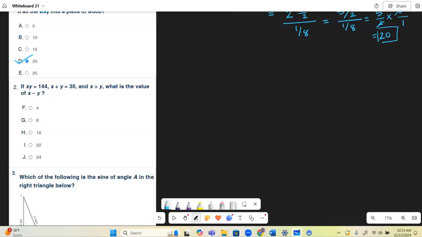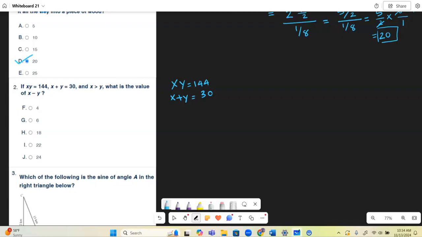Here we have xy is given. Xy, the product of two terms, is 144. This is an algebra section of the problem. And you have x plus y is given as 30. So the product of two terms is 144 and the sum of two terms is 30. It is specifically given that the first term is greater than the second. We need to find what is the difference between those two.